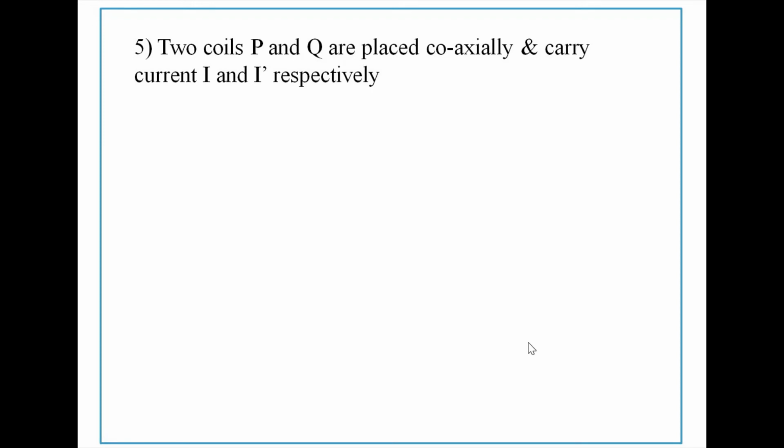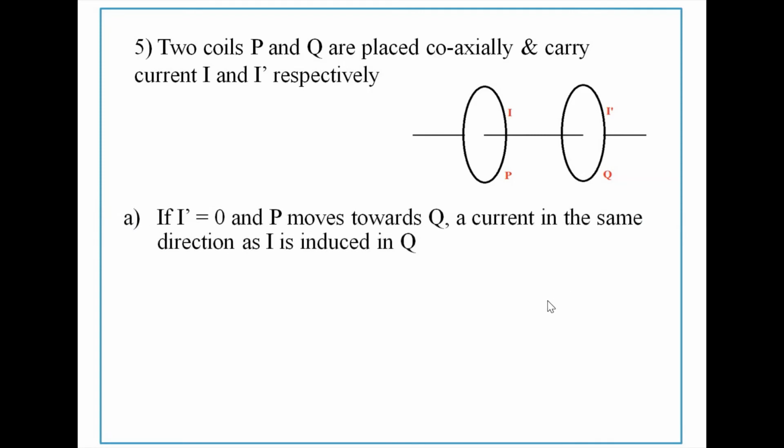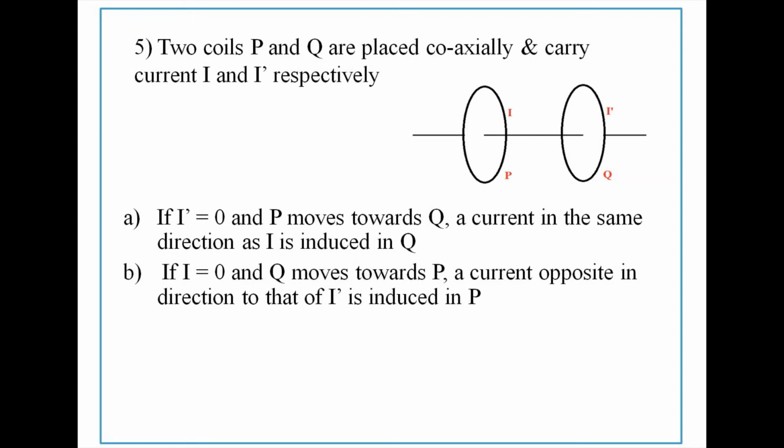Two coils P and Q are placed coaxially and carry current I and I dash respectively. This one is the diagram. Coil P having the current I and coil Q having the current I dash. Option A is if I dash is equal to 0 and P moves towards Q, a current in the same direction as Q is induced in Q. Option B is if I is equal to 0 and Q moves towards P, a current opposite in direction to that of I dash is induced in P.